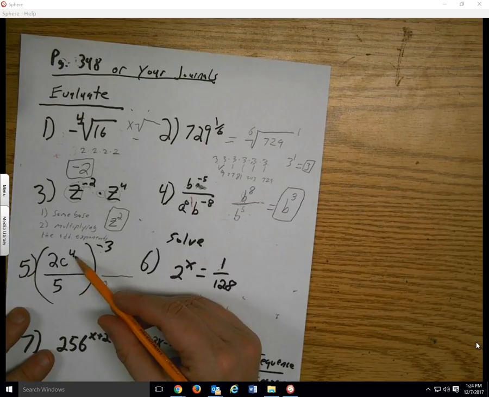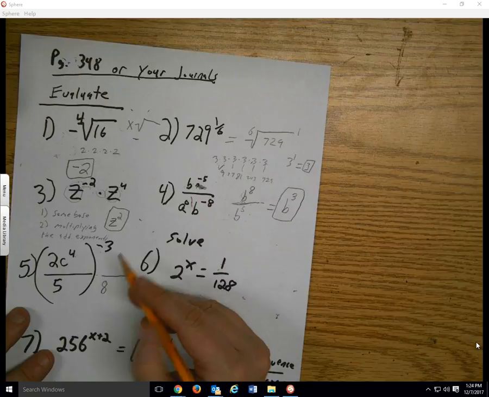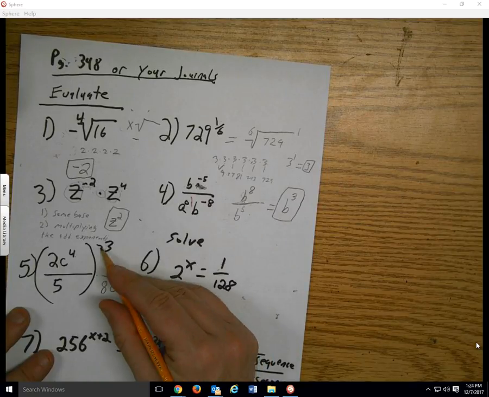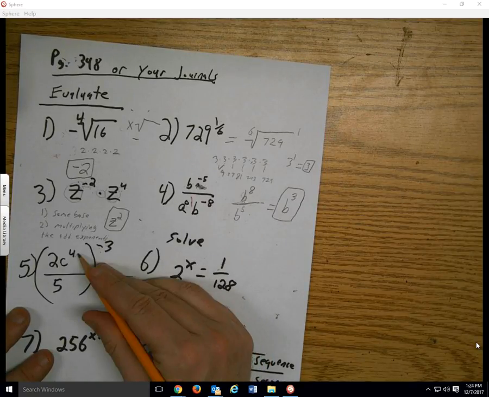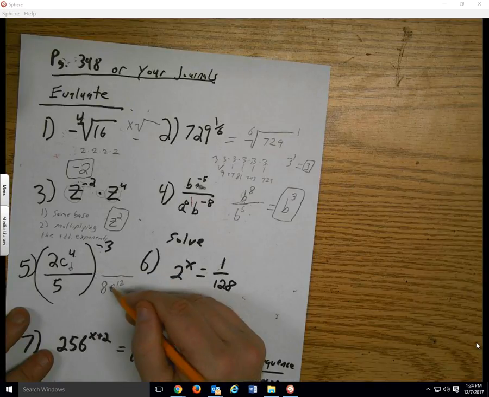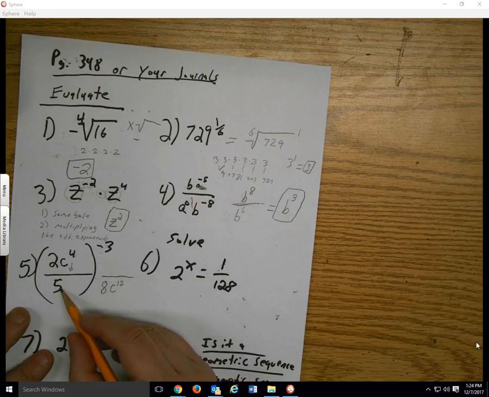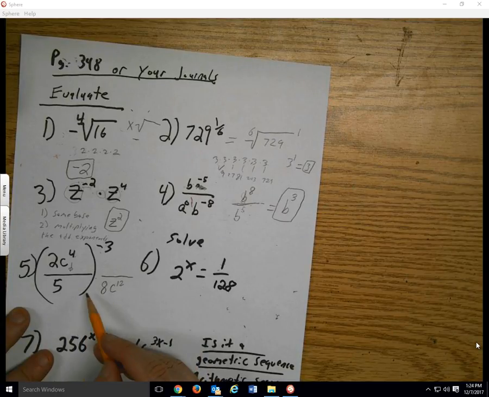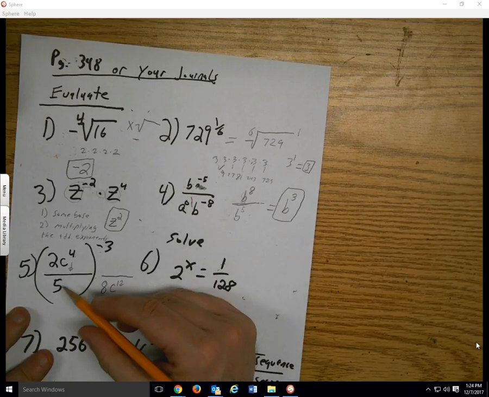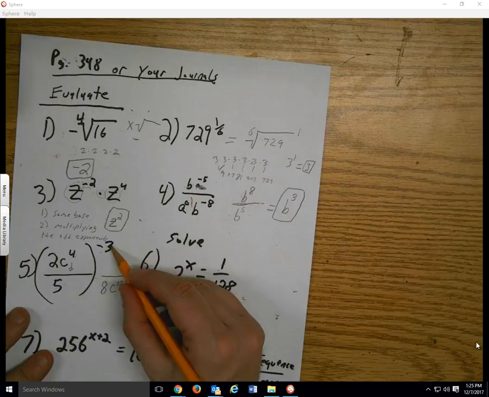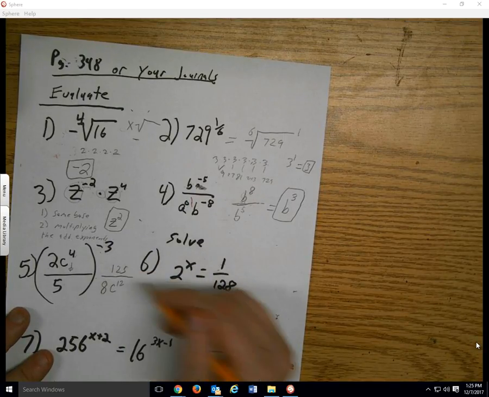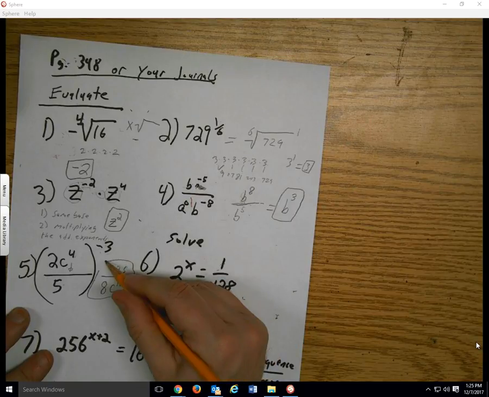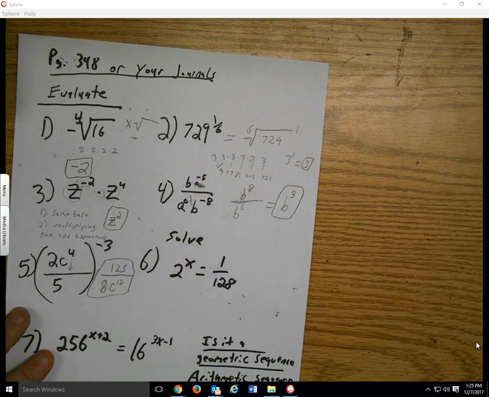C to the 4th power, when you have a power to a power, you multiply. 4 times 3 is 12, but since it's a negative exponent, it goes to the denominator. It goes down. So it's 8, c to the 12th. And this 5, since it's being influenced by the negative exponent, is moving up. So 5 times 5 times 5, 3 times, would be 125. And that's your answer. You can't simplify it anymore, so there you go.